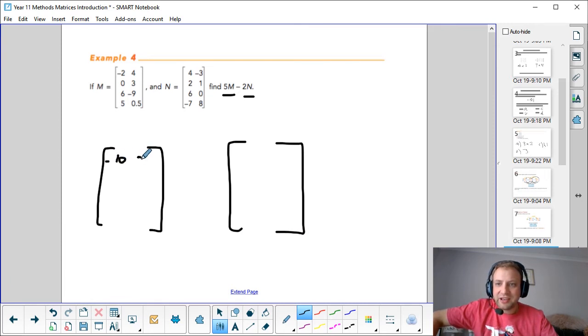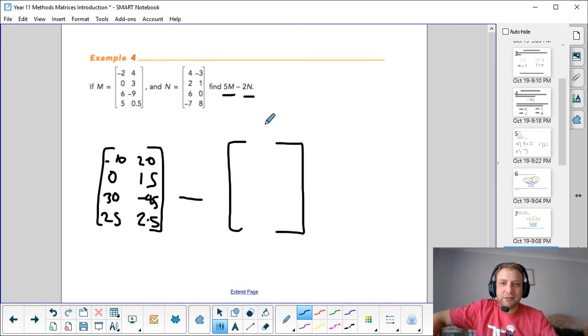All right, so it'll be negative 10 there, 20 here, 0 there, 15 there, 30 here, minus 45 here, 25 here. Good practice for our 5 times tables, I guess, when we do non-calculator stuff. And 2.5. We've got a subtraction in between, and we've been asked to double matrix N. So we'll chuck an 8, negative 6, 4, 2, 12, 0, minus 14, and 16 into that one.